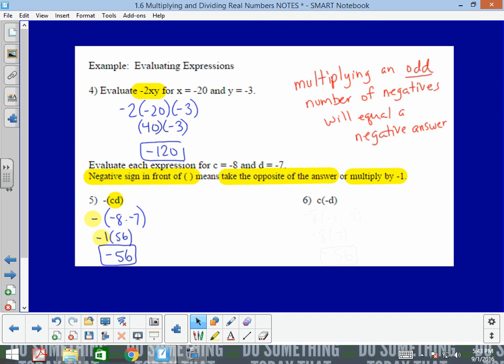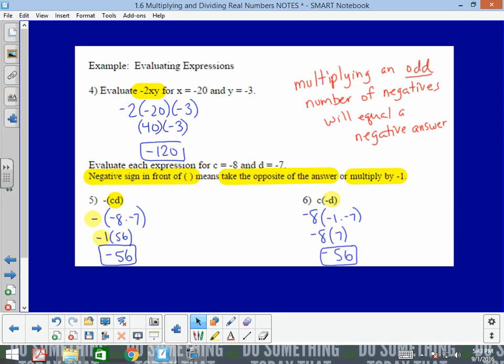All right, over here, I'm taking the C and putting in negative 8. Notice that inside the parentheses, I have negative D. So that little negative right there is going to be a negative 1. D is negative 7. So I'm multiplying negative 1 times negative 7, which is positive 7 in the parentheses. Then multiply by negative 8. And I get negative 56.